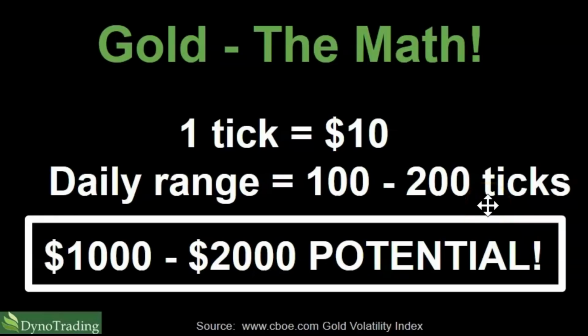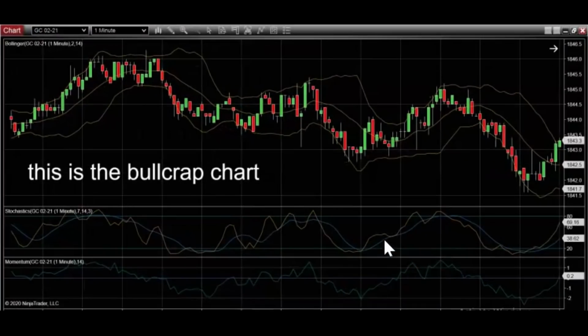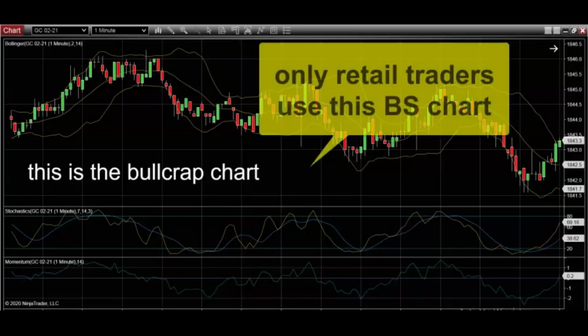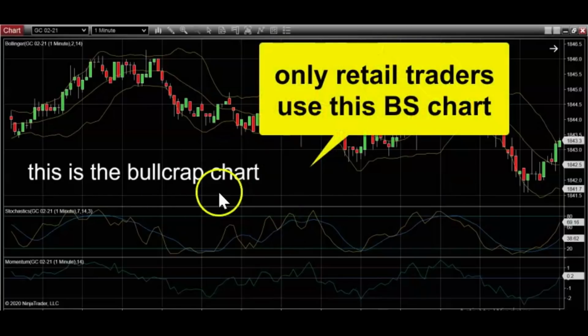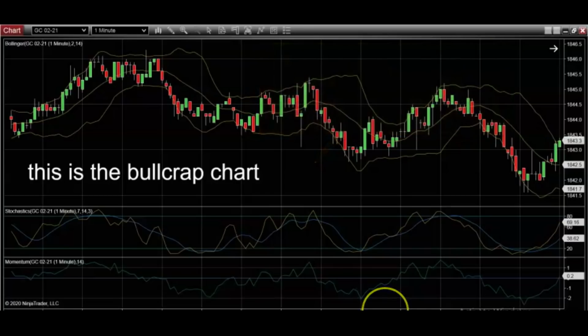All right, perfect. So now, guys, let us go ahead and look at some gold charts. What you see on the screen right now is a typical candlestick chart, which you've heard me refer to numerous times as the bullcrap chart, the indicator chart, the garbage chart. These candlesticks and these indicators don't make any sense at all. But here's the sad reality: 95% of you guys out there are using these types of charts to execute trades and make your decisions.